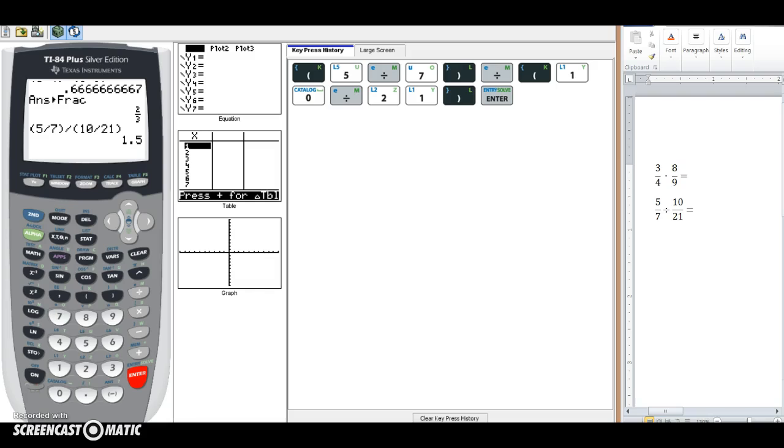And again, to convert this to a fraction, you need to press math, enter, enter one more time, and you get 3/2. So this is how you multiply or divide fractions on your TI calculator.